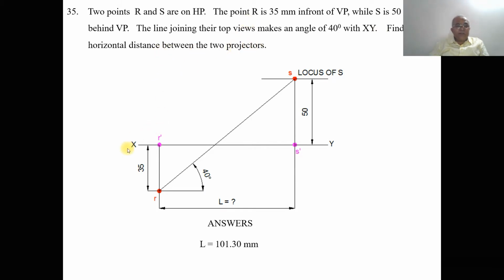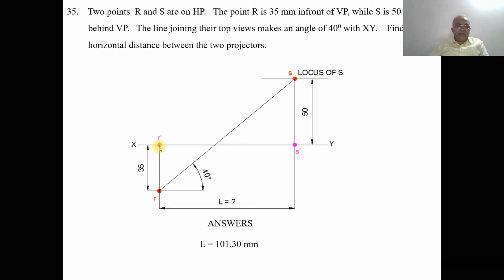So here, first we are going to draw the XY line, and then the 2 points, capital R and S, are on HP. So first we are going to consider the point capital R. Since R is on HP, obviously the image will fall on VP. So since the image is on VP, obviously it will be the front view. So consider any point on the XY line and mark that point as R dash. And 35 mm in front of VP. In front of VP is always seen in HP.